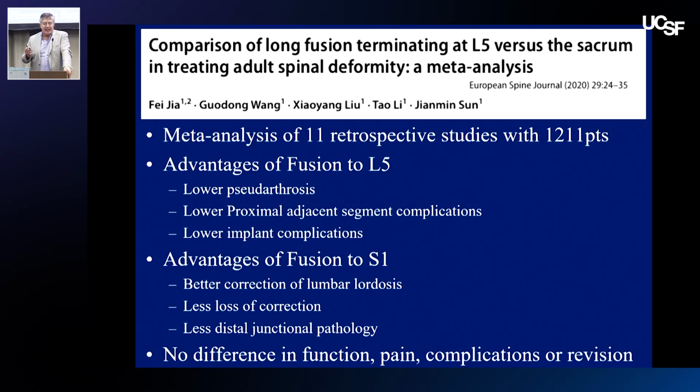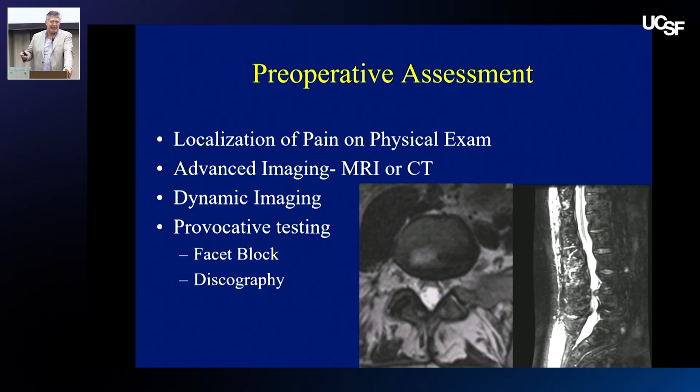This is a nice meta-analysis that included 11 studies, over 1,200 patients. Stopping at L5, less non-union, less PJK. Again, the number one risk factor for PJK is fusion into the sacrum, and there were lower implant complications. There were some advantages to going to S1: if you really need to restore lumbosacral lordosis and overall alignment, there's less loss of correction and better restoration of alignment when you go to S1. And interestingly, again, no difference in function or pain was shown in this meta-analysis.